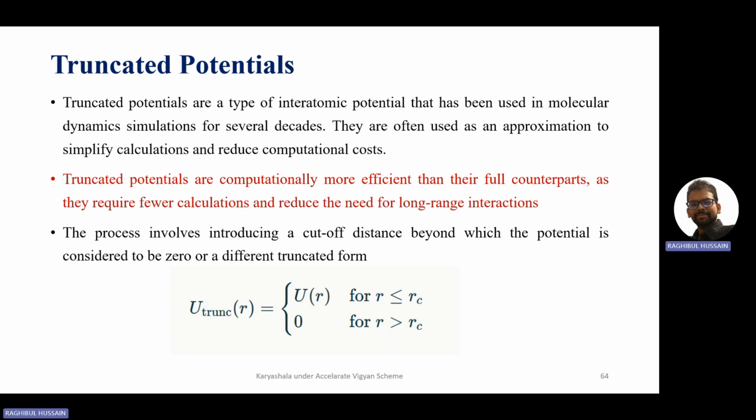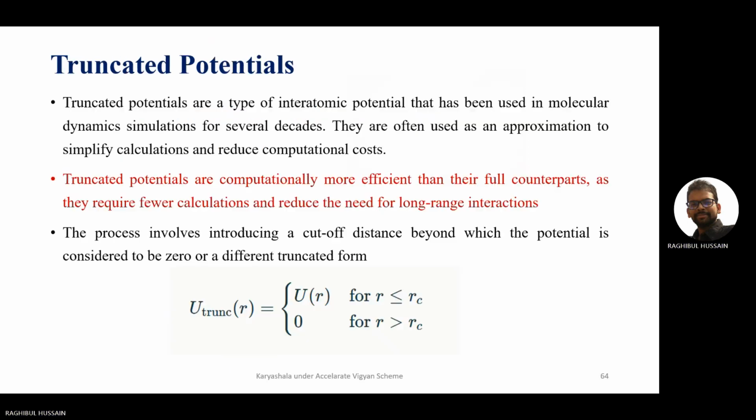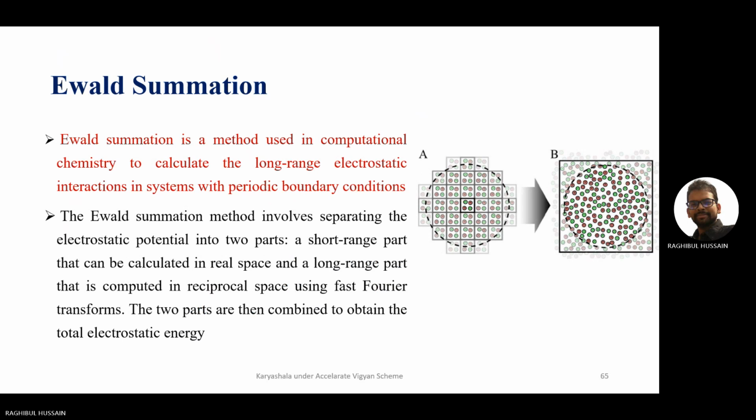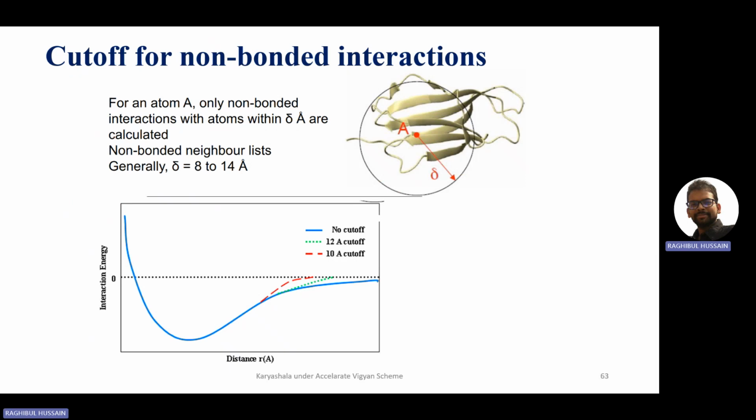Again, when we use this forcing function, we basically truncate our non-bonded potential. That is given here. Next, the non-bonded interaction is divided into two parts. One is the LJ, another one is the Coulomb. So LJ is taken care of with respect to this forcing function.